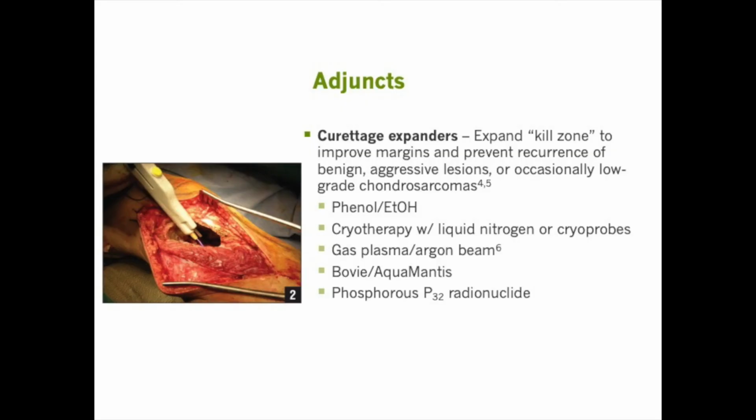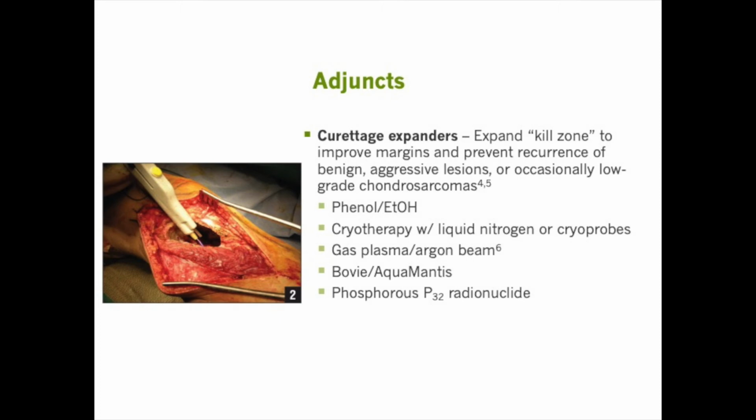So what you do is after your curettage, you take out a high-speed burr and burr out that entire cavity to get a little bit of a wider margin and get through all of the undulations and unevenness inside that cavity. Then you want to flood that cavity with one of these things that will help kill any remaining cells in the lining of that cavity and immediately around it. So that's going to be chemical things like phenol or ethanol. It's going to be heat or cold, cryotherapy, or the gas plasma argon beam.